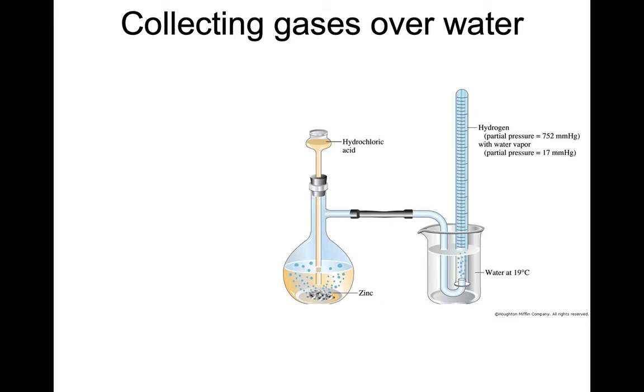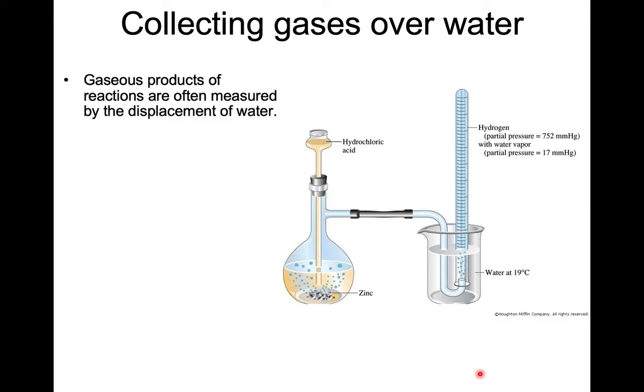Often, like you'll be doing today, you're collecting gases over water. And when you're doing that, you're going to have to take into account both the pressure of the gas that's produced. In the example that I'm showing here, we have zinc reacting with hydrochloric acid to make hydrogen gas. We have the pressure of the hydrogen gas plus the pressure of the water vapor. Those two together will be equal to the atmospheric pressure of the room.